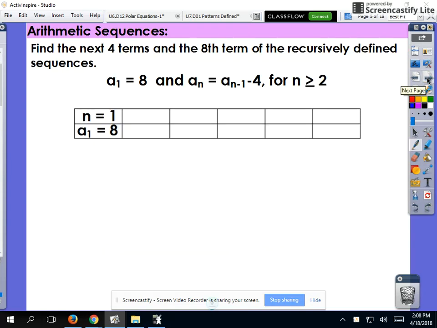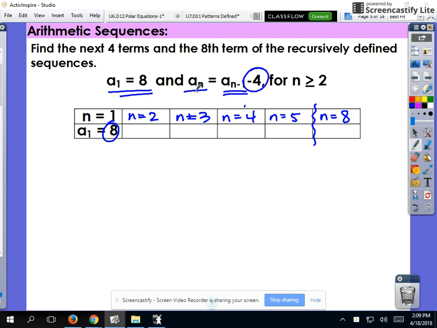Let's try this out. Let's find the next 4 terms and the 8th term of the recursively defined sequence. We're not going to give you this table, but I'm going to help us out by putting the next 4 terms, so 2, 3, 4, and then 5. It also says to find the 8th term. So let's try it out. This says our first term is 8. Great, they gave it to us. Then it says that we take our previous term, and we subtract 4 to get our next term.